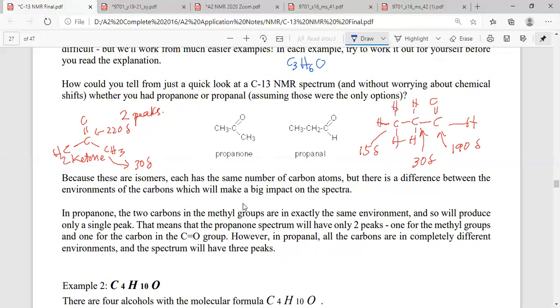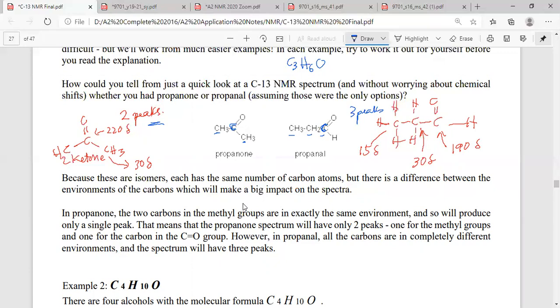First thing, of course, these carbons have the high values here. You can distinguish them from here: the ketone has only 2 peaks because these two carbons are chemically equivalent, but the aldehyde has 3 peaks, 1, 2, 3. So that's the easiest way you can tell the difference: 2 peaks and 3 peaks.